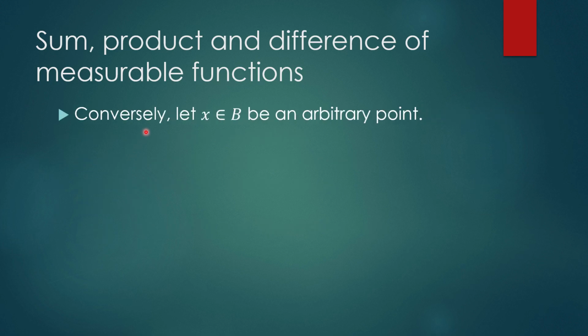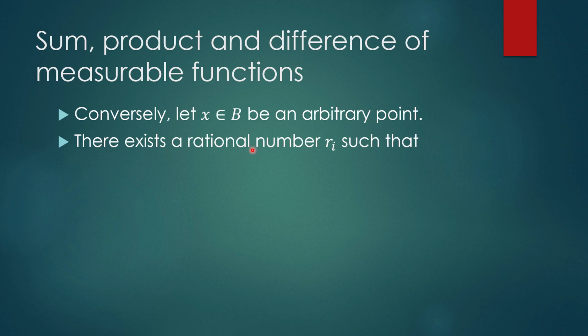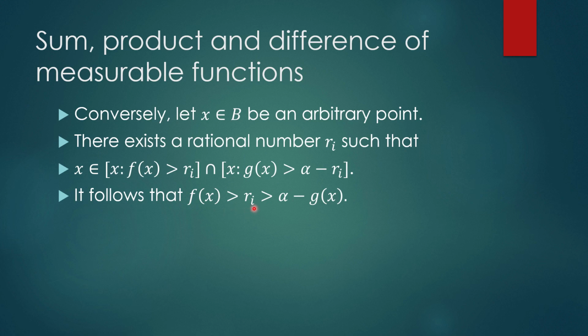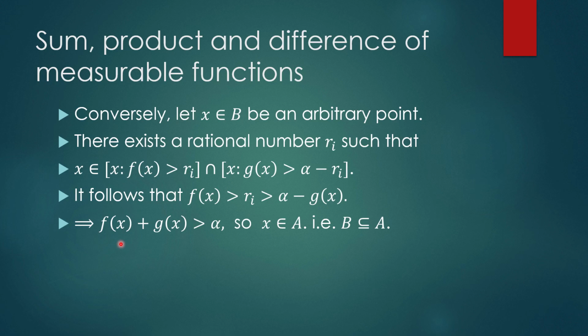Conversely, let us take an arbitrary point from B and prove that the point is in A, and then we will be able to show that A is exactly equal to B. There exists a rational number Ri such that x belongs to this set, because B is the union of such sets. If x is a member of B, then x should be one of the members of the union, and let it be this one: x such that f of x is greater than Ri, intersection x such that g of x is greater than alpha minus Ri. So what does it say? It says that Ri is in between f of x and alpha minus g of x. In that way we are able to prove that f of x plus g of x is greater than alpha. So x should be a member of A. That is what we proved: any point x from B is also in A, and therefore B is a subset of A.